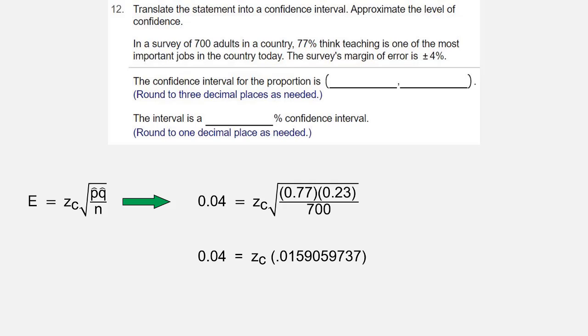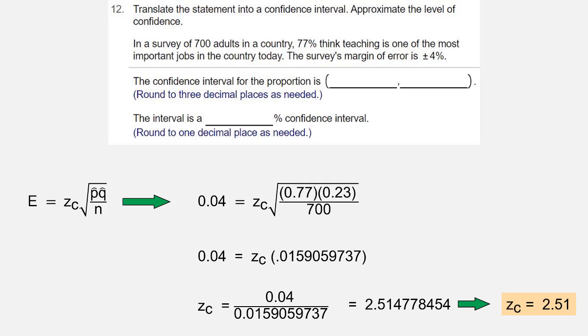This ends up being 0.04 equals ZC times this decimal, 0.0159059737. And if we divide by that decimal, ZC equals this fraction, which is 2.514778454. Now because it's a z-score, we're going to round it to 2 decimal places, and we get 2.51.